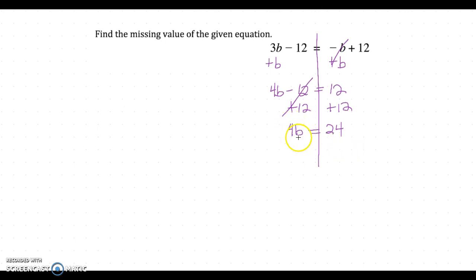So now the b is almost by itself, but I have these two squished together, or being multiplied. So the opposite of multiplication is division. So I'm going to divide by 4 on both sides to get that b equals 6.